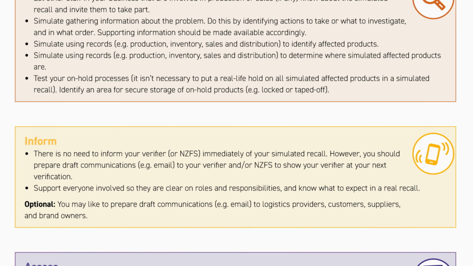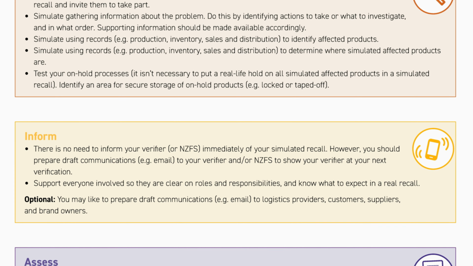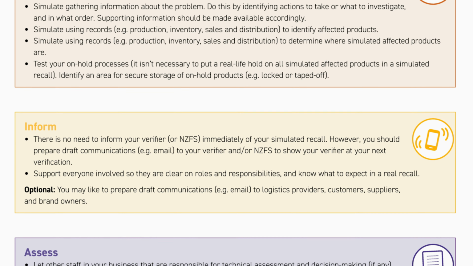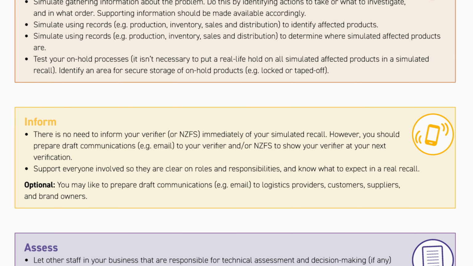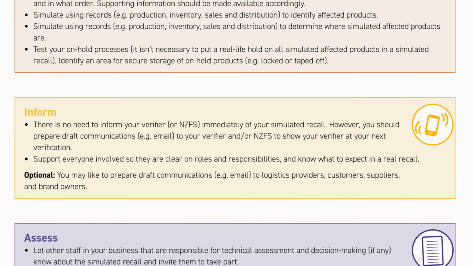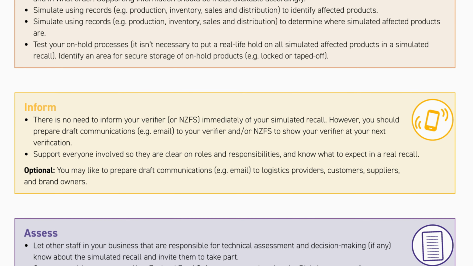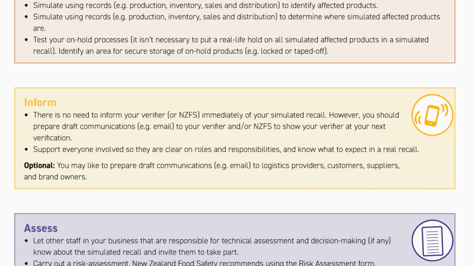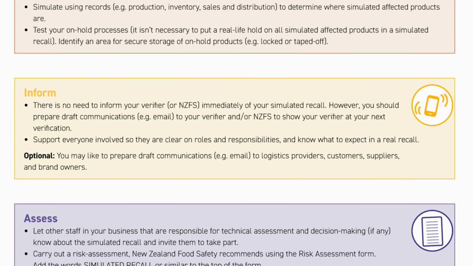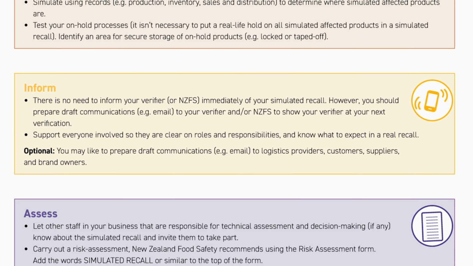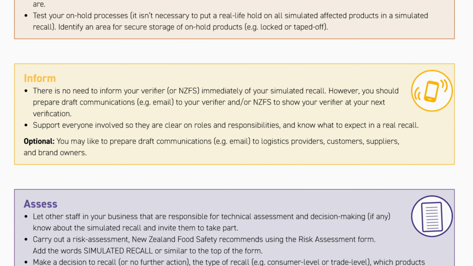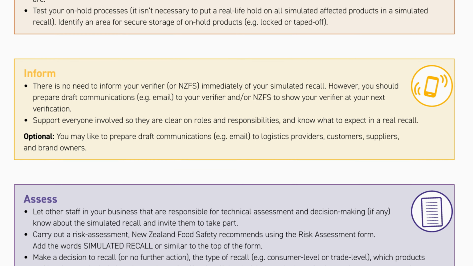Inform. There is no need to inform your verifier, or NZFS, immediately of your simulated recall. However, you should prepare draft communications such as email to your verifier and/or NZFS to show your verifier at your next verification. Support everyone involved so they are clear on roles and responsibilities, and know what to expect in a real recall. Optional: you may like to prepare draft communications such as email to logistics providers, customers, suppliers, and brand owners.